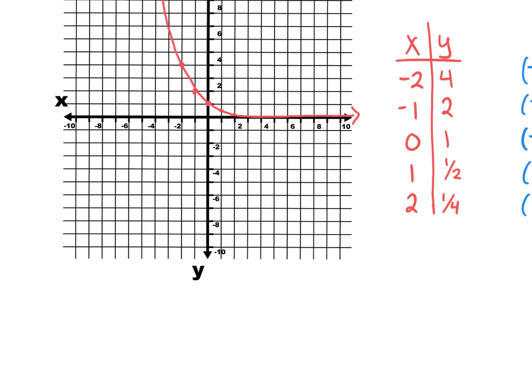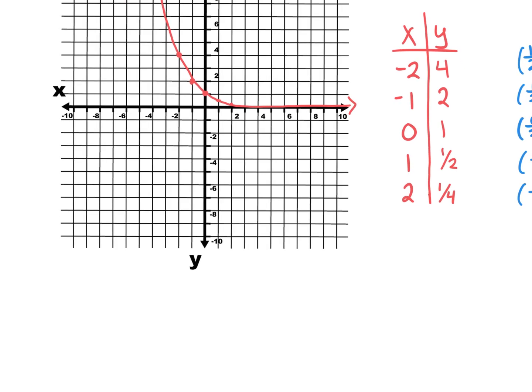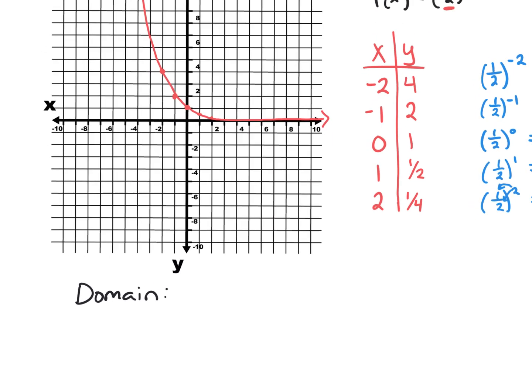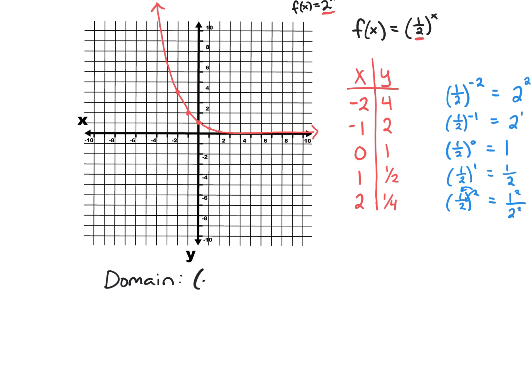So let's talk about our key features again. So let's talk about domain. What is our domain? As we go to the left, what's happening? We're increasing to negative infinity. What about as we go to the right? Positive infinity. What do you notice about the two domains? They're the same. Domain's always going to stay the same with exponential functions.